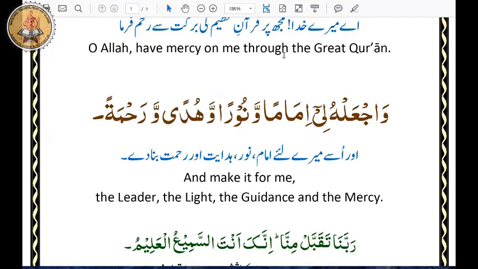O Allah, have mercy on me through the great Quran, and make it for me the leader, the light, the guidance, and the mercy. Jazakallah.